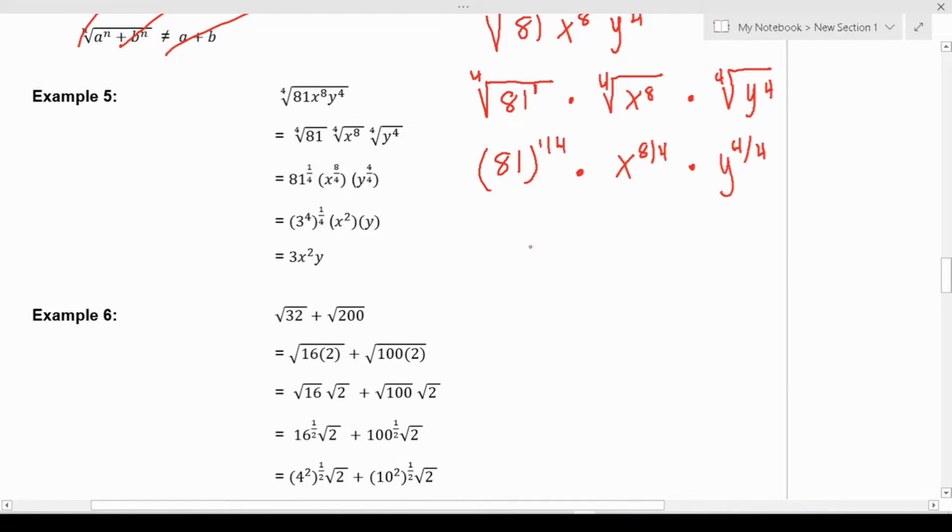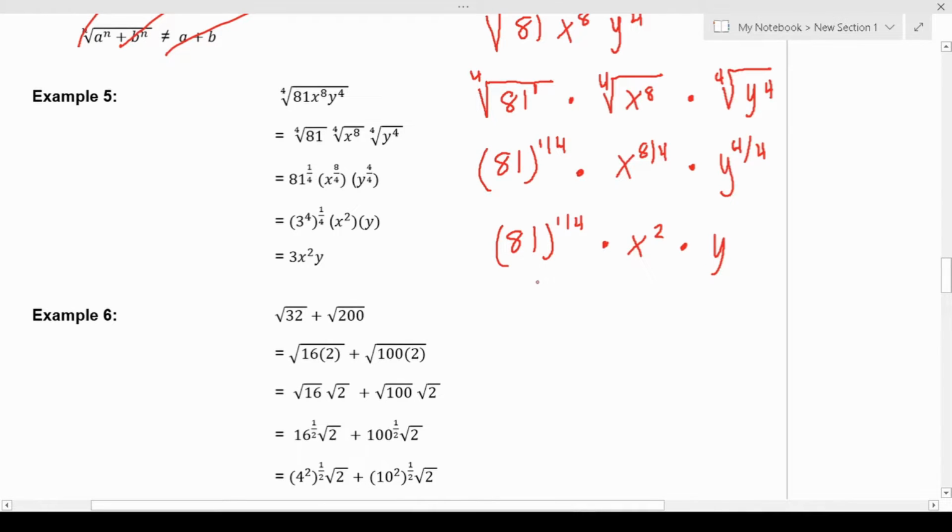Some of these are pretty obvious to figure out. Again, we're going to deal with this 81 to the 1/4 in just a minute. But that said, we can figure out this one and this one pretty quickly. X to the 8/4. 8 divided by 4 is 2, so this is x squared times y. y to the 4/4. 4 divided by 4 is just 1, so this is just y to the first, or just y.